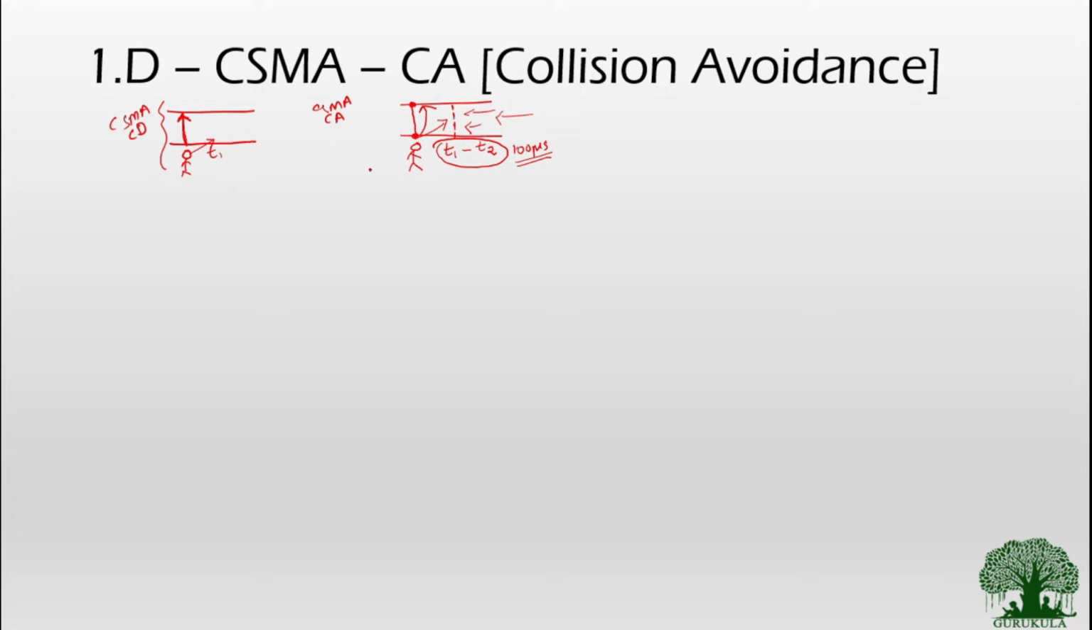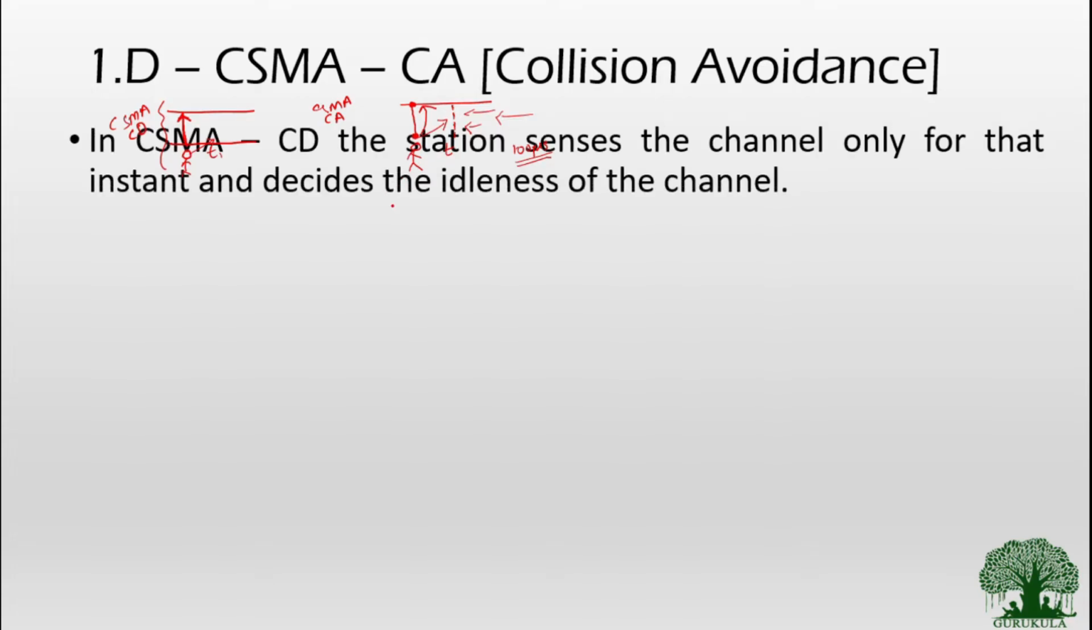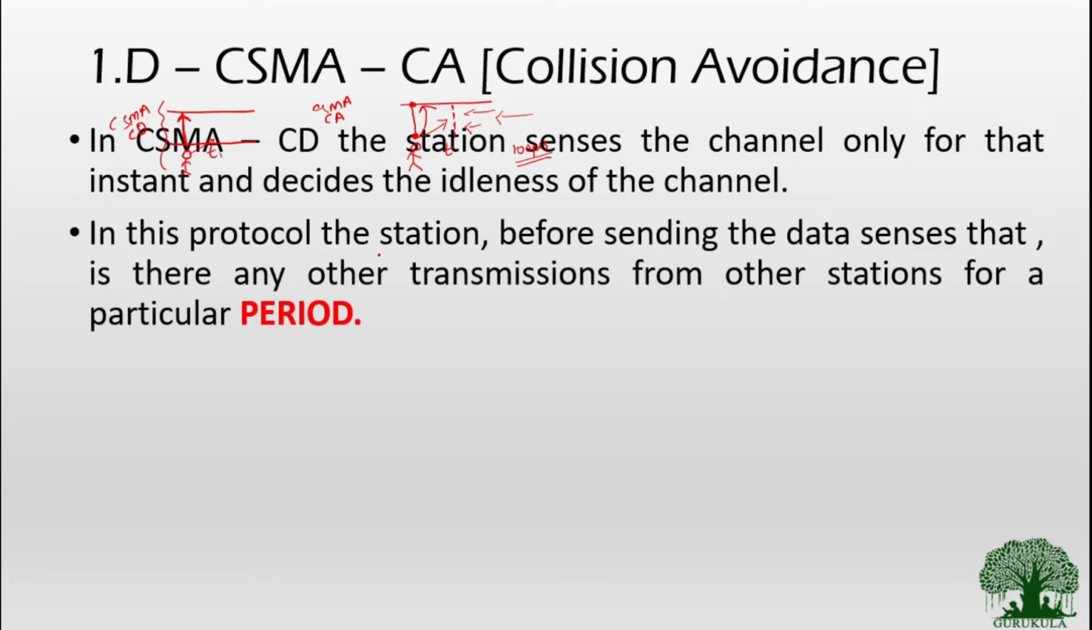With this example, we will try to understand what exactly CSMA CA is. In CSMA CD, the station senses the channel only for that particular instant, and then it decides the idleness of the channel. But that is not the case in CSMA CA, where the station is going to sense the channel over a period. When we say period, we should have some special timers to take care of this period, to count this period.